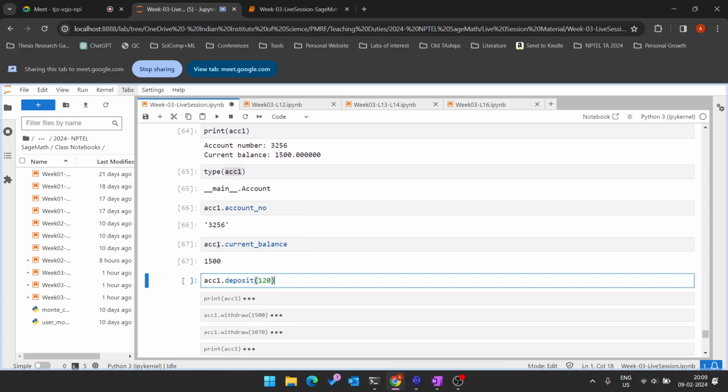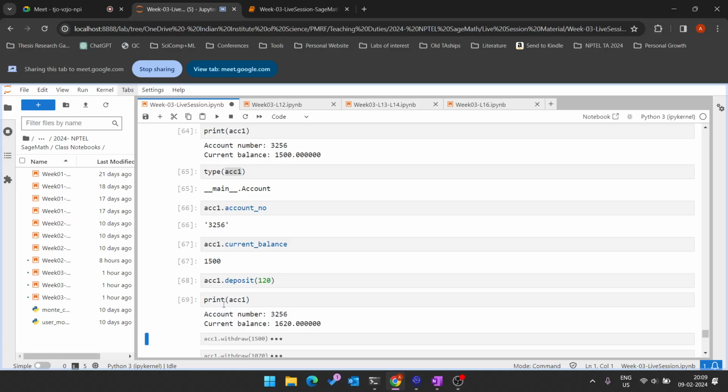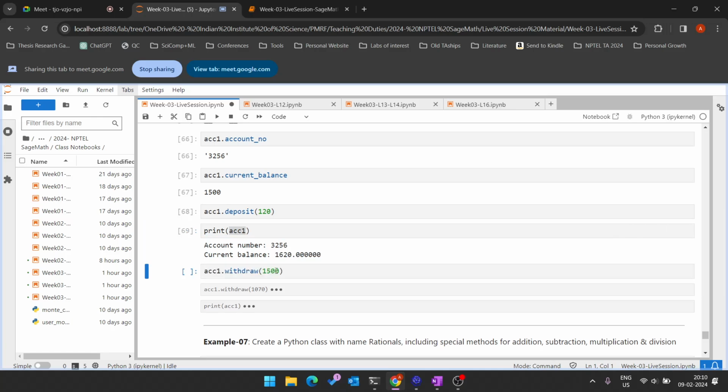So suppose to my account one, ACC one, I am now depositing 120 rupees. What do I get? So nothing has happened. I mean, the method is executed, but we do not see what has happened, which is why I am printing this account. So now you can see that account number 3256 has an increased current balance of 1620 rupees.